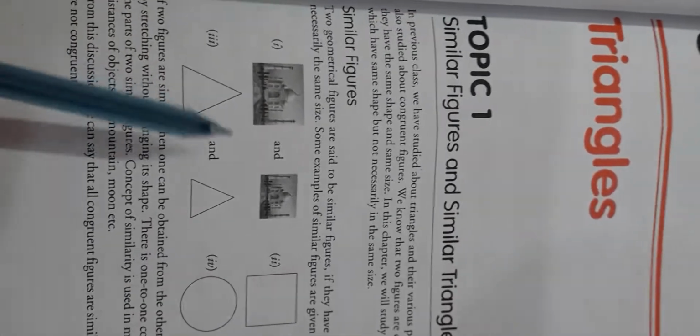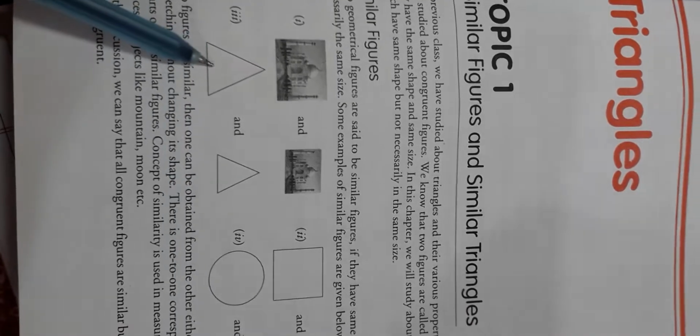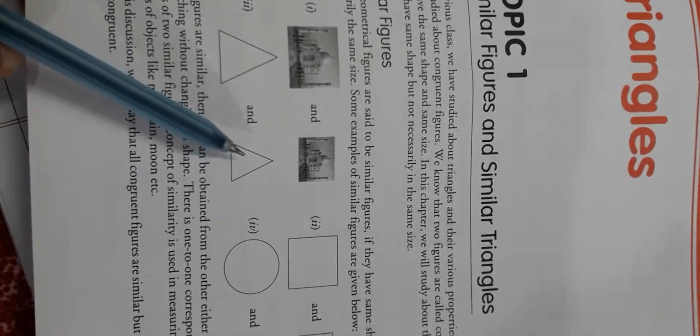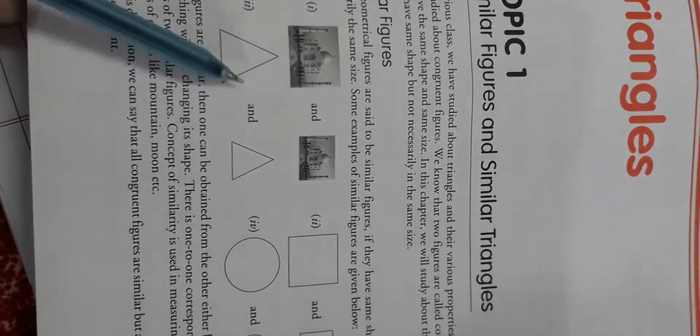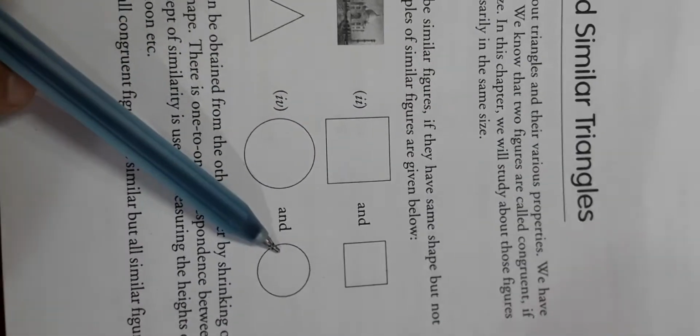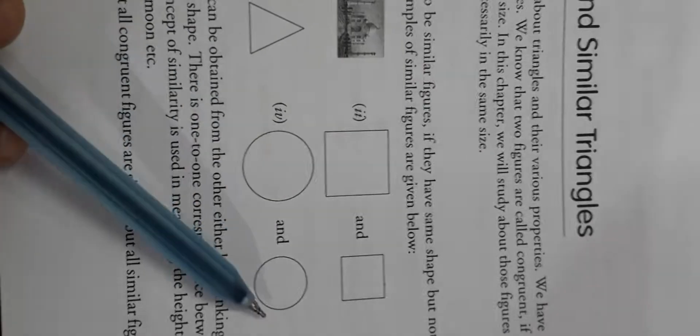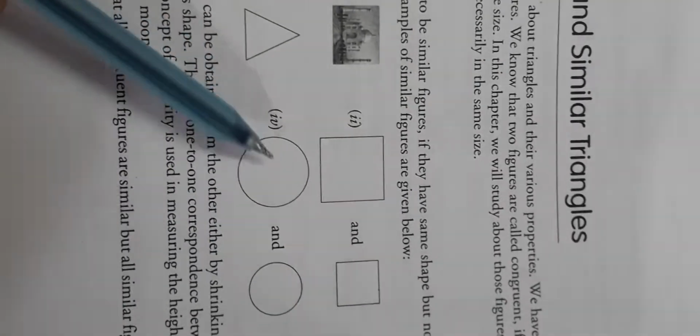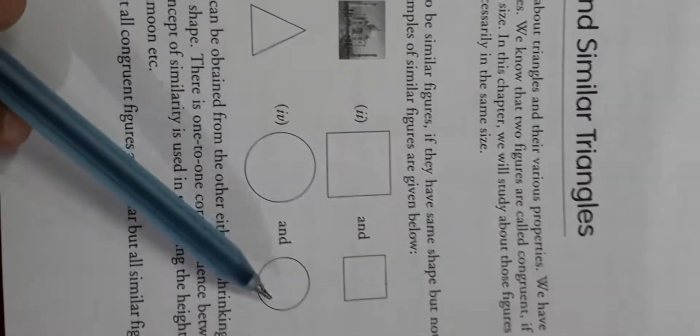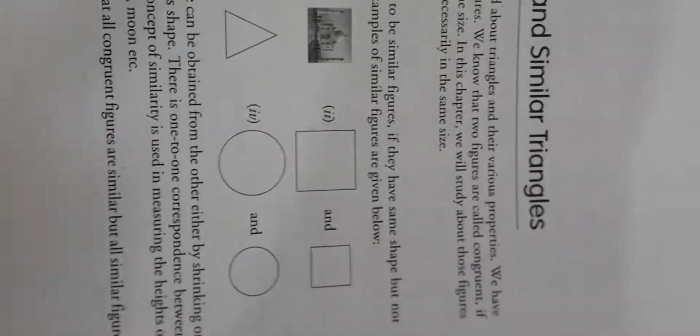Now you can see in this picture also, this triangle and this triangle. You can see the sides of this triangle are greater than the sides of this triangle, but they are similar. Now look at this figure, this circle and this circle. This circle is bigger than this circle, meaning the radius of this circle is greater than that of this circle.